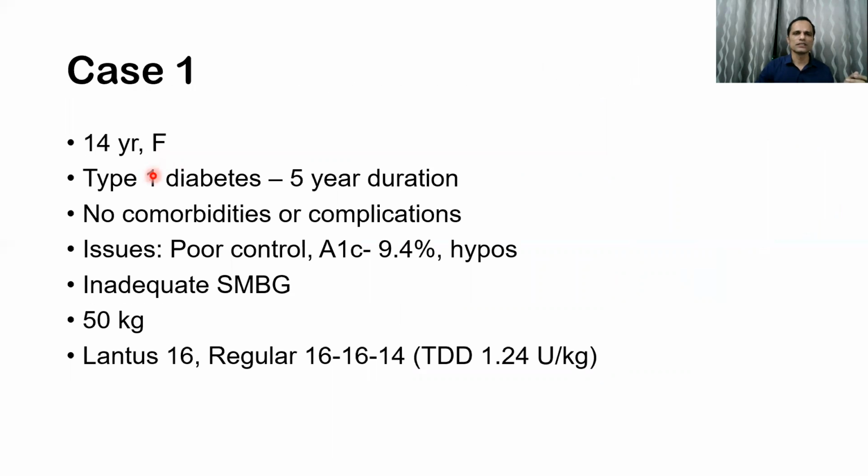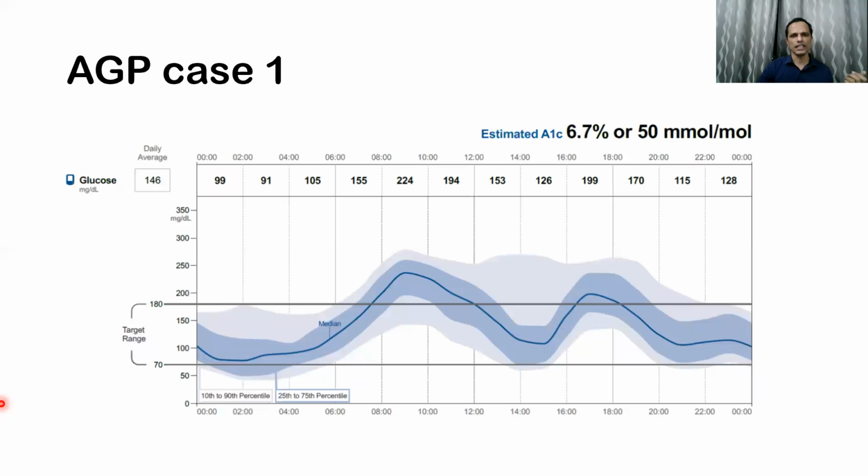This is a 14-year-old girl with type 1 diabetes of 5-year duration, without any comorbidities or complications. Her issues are consistently poor control, with HbA1c ranging from 9 to 10 or 10.5, and in addition having hypoglycemia, and inadequate SMBG, sometimes 1 or 2 readings a day, or sometimes even fewer. She weighs 50 kg. She is on basal bolus insulin with glargine and regular insulin with a dose of 1.24 unit per kg. Now this is her AGP.